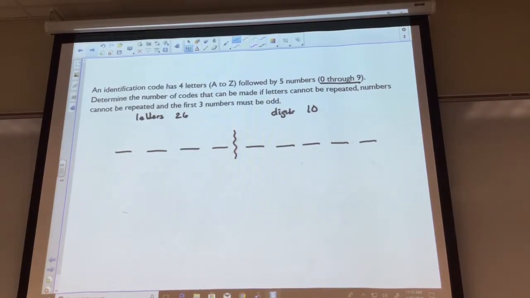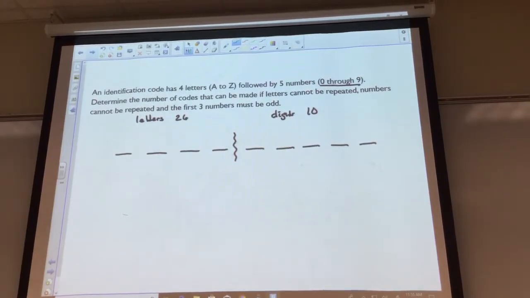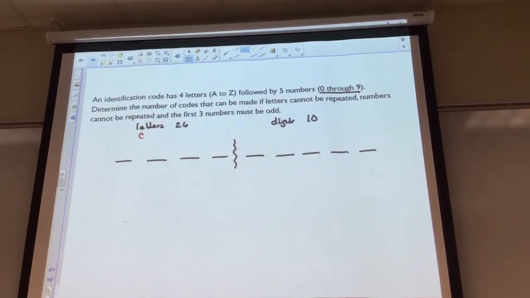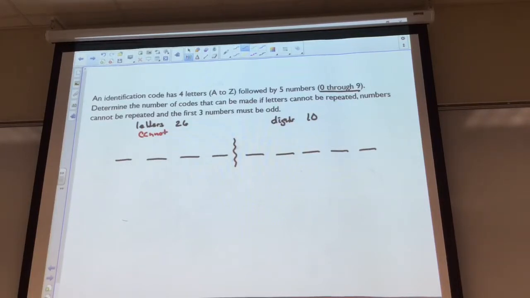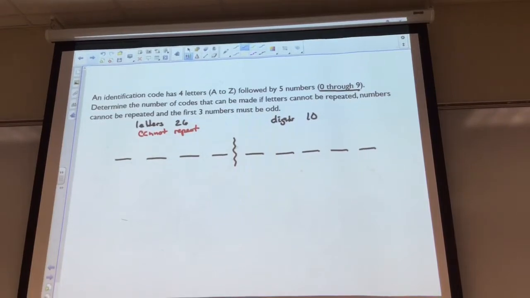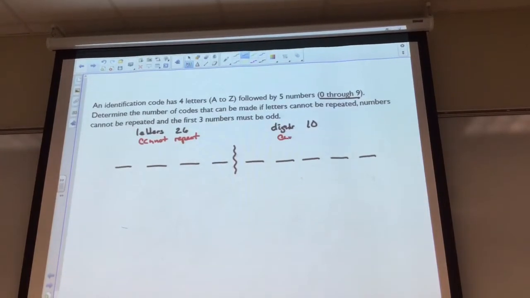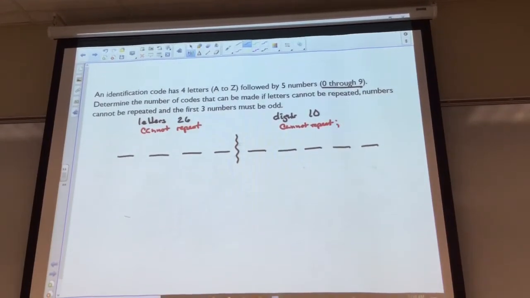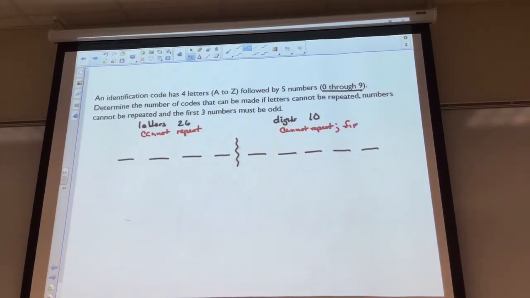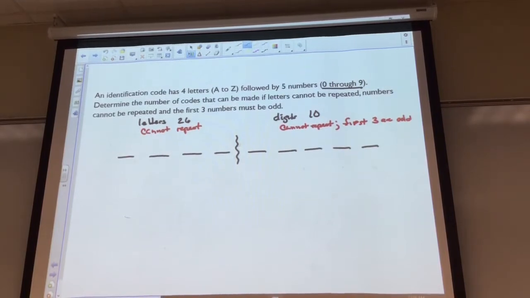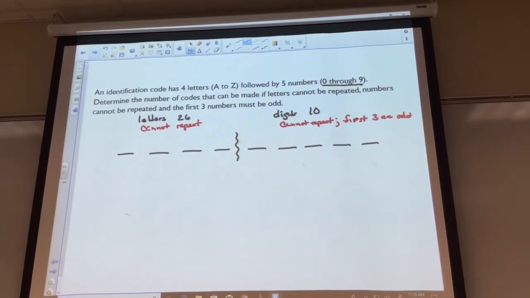Special requirements. Letters cannot be repeated. Numbers cannot repeat. First 3 must be odd. Special conditions.